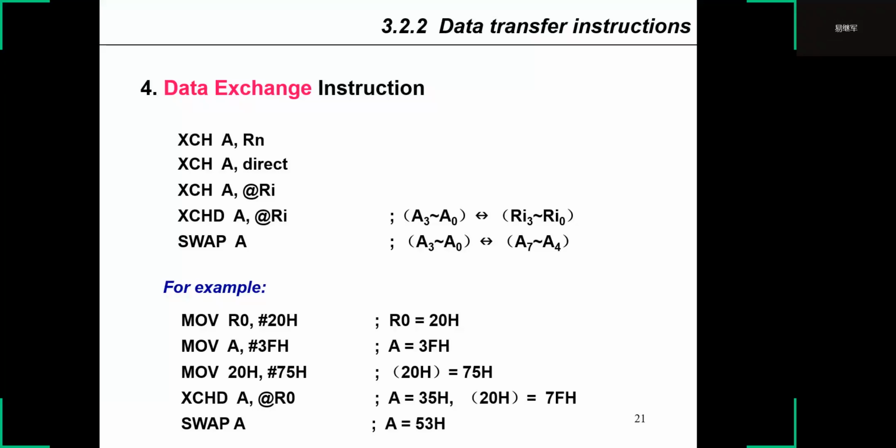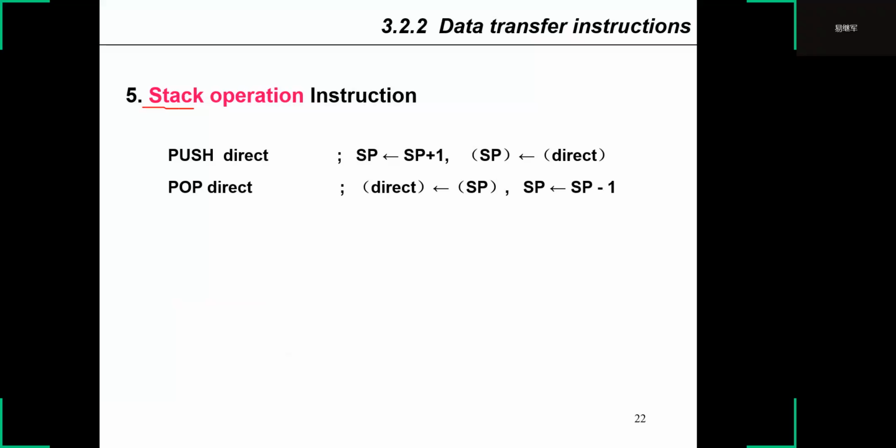This is for data exchange instructions. PUSH and POP are stack operations. We have already introduced that the stack is a special memory for saving data. PUSH is saving, and POP is reading or getting the data.